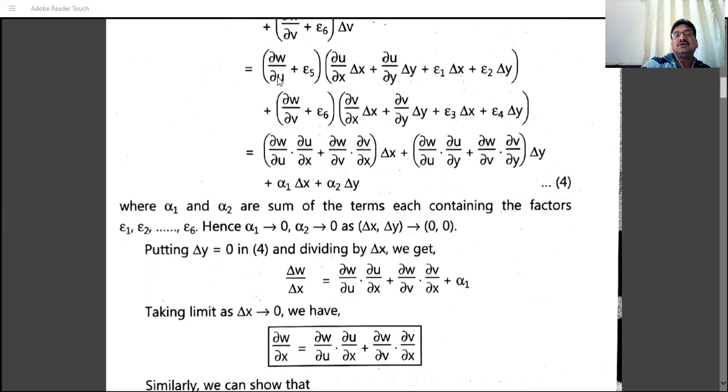Out of that, the first 2 terms are collected in this bracket. What are they? ∂w/∂u ∂u/∂x Δx, and ∂w/∂v ∂v/∂x Δx. So from these 2 terms, take Δx as a common factor: ∂w/∂u ∂u/∂x plus ∂w/∂v ∂v/∂x in a bracket into Δx. And from these 2 terms, ∂w/∂u ∂u/∂y Δy and ∂w/∂v ∂v/∂y Δy, take Δy as common. So what do we have in the bracket? ∂w/∂u ∂u/∂y plus ∂w/∂v ∂v/∂y, and then Δy.